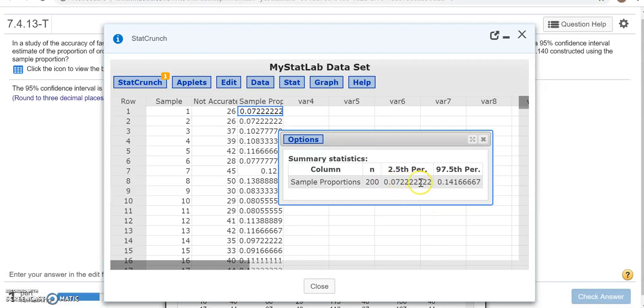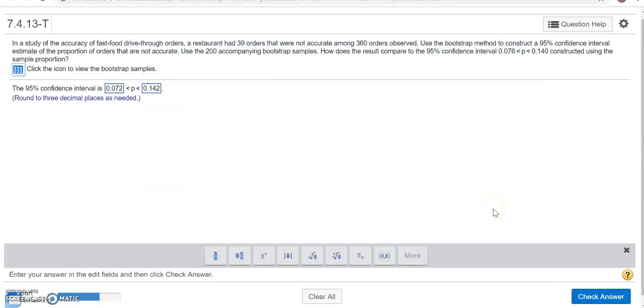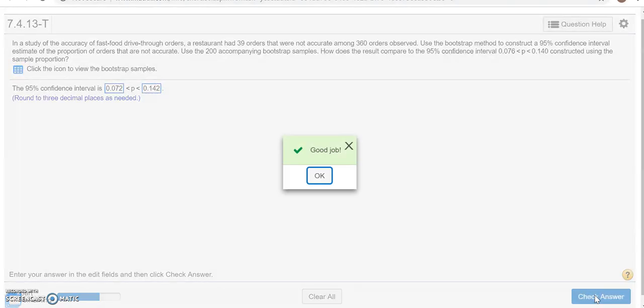So here is the lower limit of my confidence interval, the 2.5 percentile, and the upper limit right here. If I just transfer those over, this should be the 95% confidence interval that I got from the bootstrapping samples.